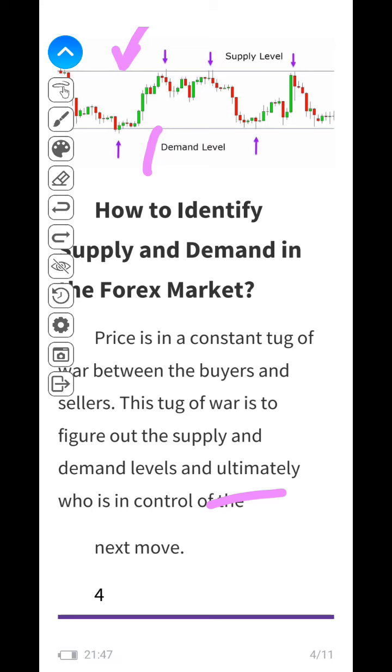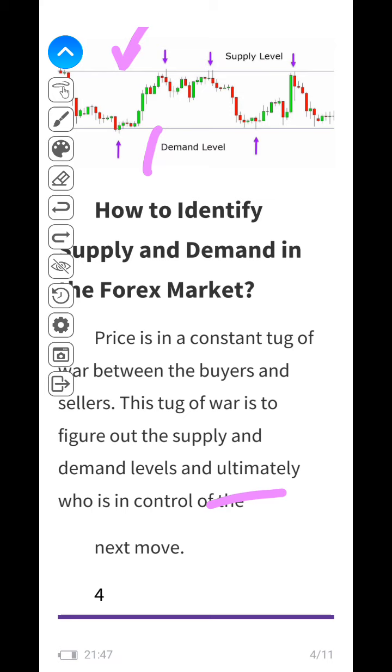So on top there, there was too much supply. Hence the price drops. Now down there, there was demand. The moment the price reached the support, there was demand. So the price increased. That is why you can see it is a good buy. Okay? So this is what you need to identify.